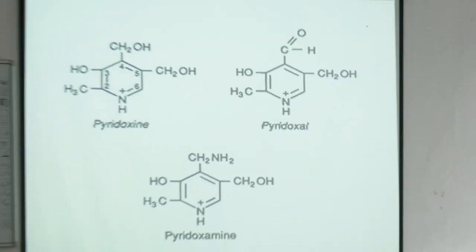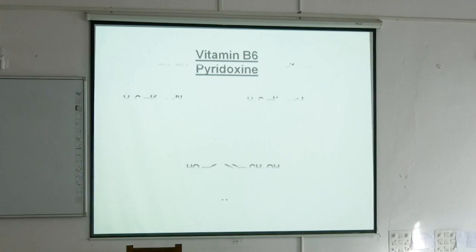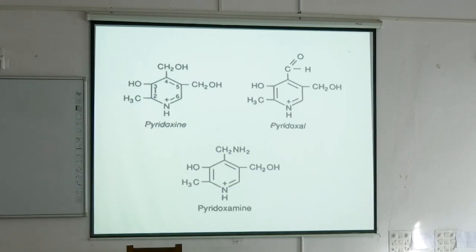B6, chemical name pyridoxine, is available in 3 forms: pyridoxine, pyridoxal and pyridoxamine. This is the alcohol form, this is the aldehyde form, the pyridoxal, and this is the amine form.